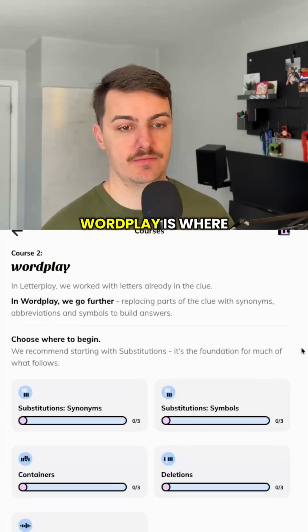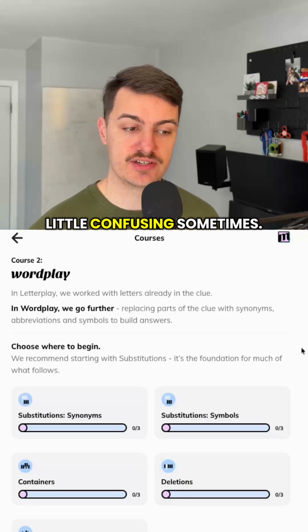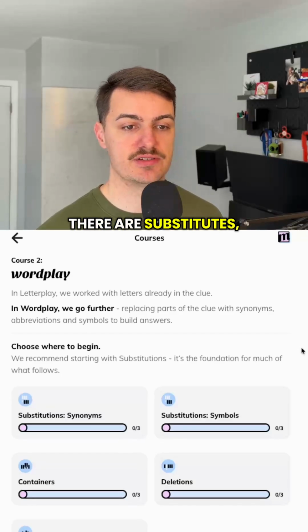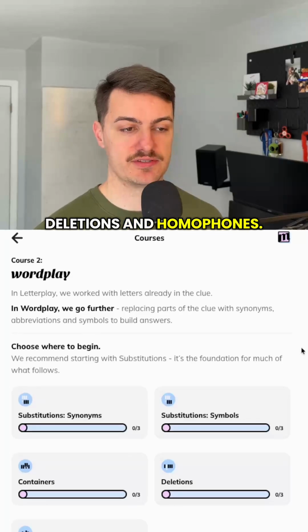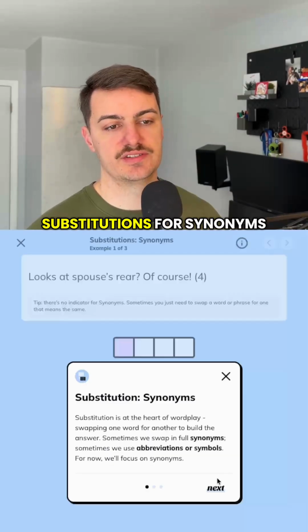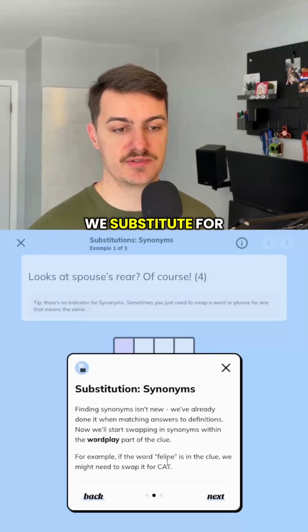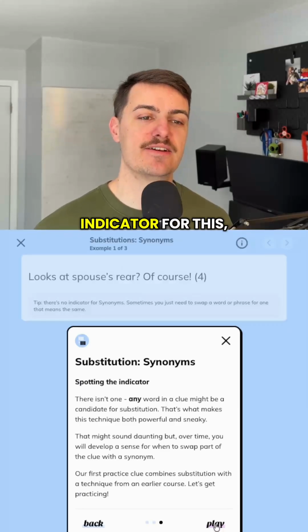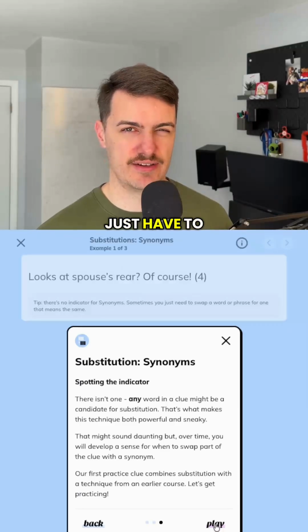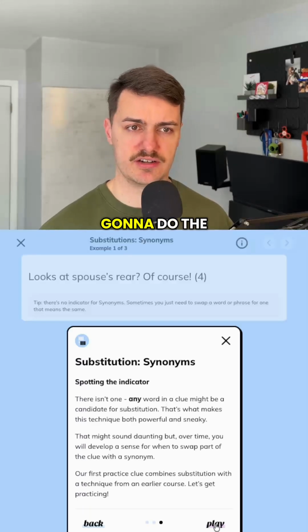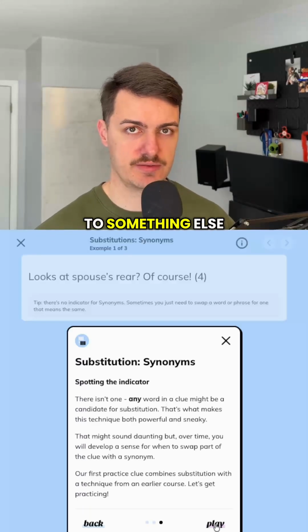Now we can look at wordplay. Wordplay is where it gets a little confusing sometimes. There are substitutes, containers, deletions, and homophones. We'll start with substitutions. Substitutions for synonyms are exactly what you think. So maybe if feline is in the clue, we substitute for cat. And there's never really an indicator for this, which is really hard. And you just have to know when you see it. It's like, oh, that word isn't going to do the thing. So I have to change it to something else that will do the thing.